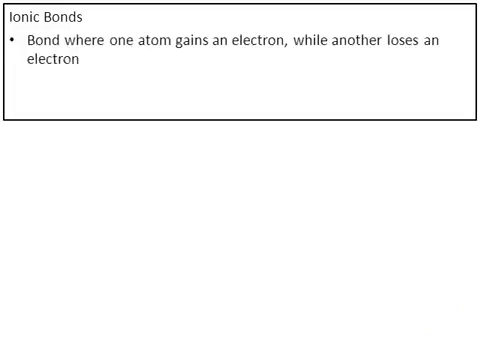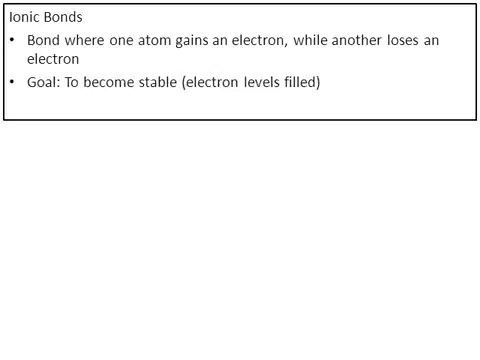So the definition of an ionic bond, it's a bond where one atom gains an electron and another loses. Remember, atoms make bonds in order to become stable. They're trying to fill their levels of electrons. A classic example is sodium chloride. Na is sodium, Cl is chlorine. You put the two together, you have what's also called salt.